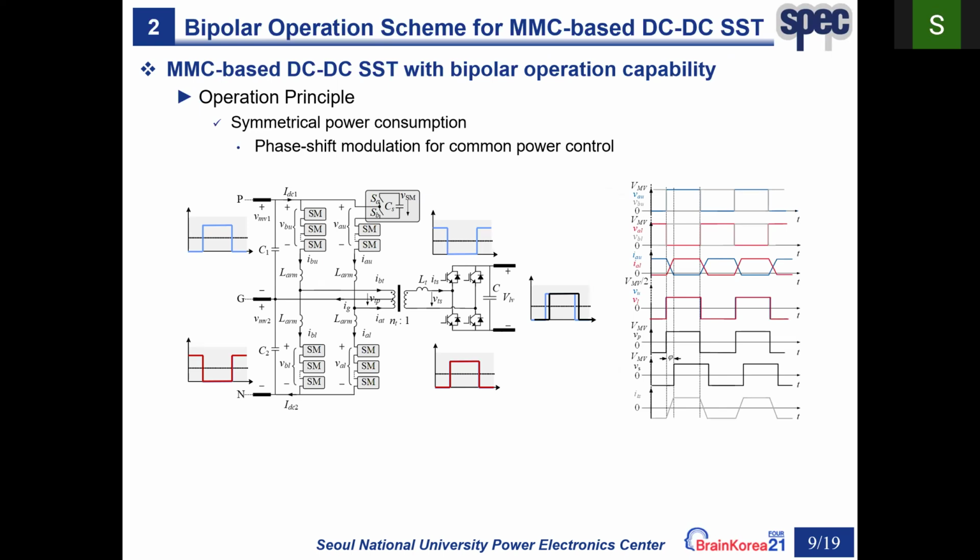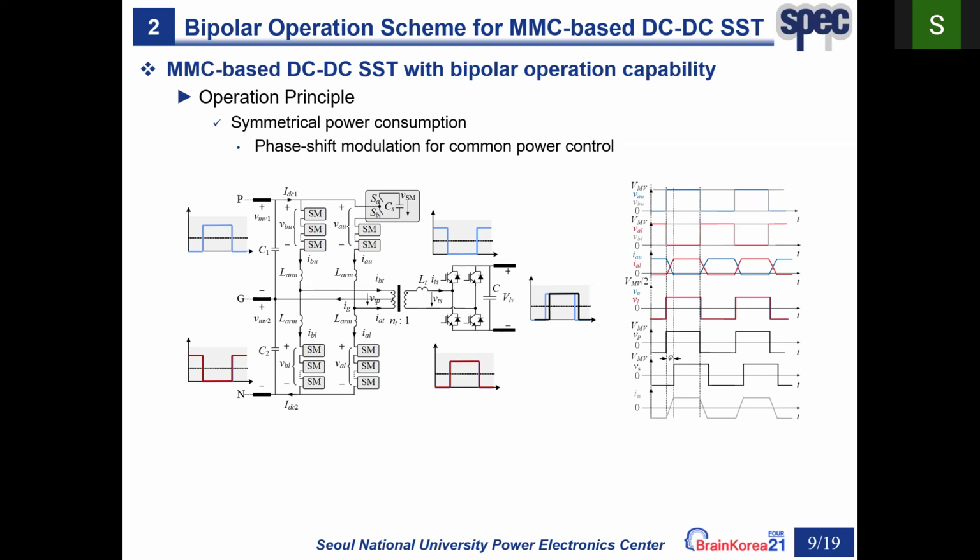Therefore, an MMC-based DC-DC SST with inherent bipolar operation capability is presented here as an alternative approach. The application of interconnecting a bipolar MVDC grid with a low voltage distribution grid is just here as an example. And therefore, the MMC is used on the medium voltage side and the full bridge is used on the low voltage side.